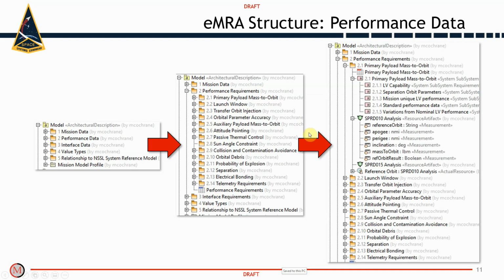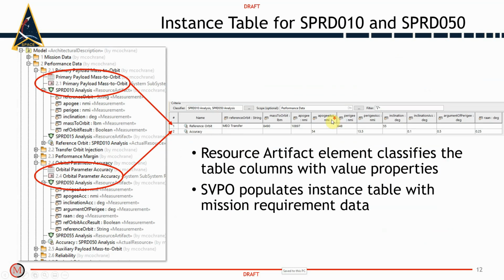So we're going to further open this up and look specifically at the primary payload mass to orbit, and you can see that we've got the requirements in here that are going to then hold the data for the MRA. So as we did with the interface data, for this performance data, we're going to look at the requirement primary payload mass to orbit, whose equivalent in the SPRD is SPRD 010. We're also going to look at orbital parameter accuracy on the same table.